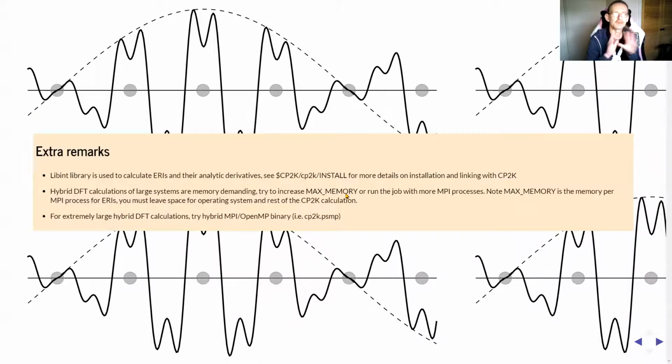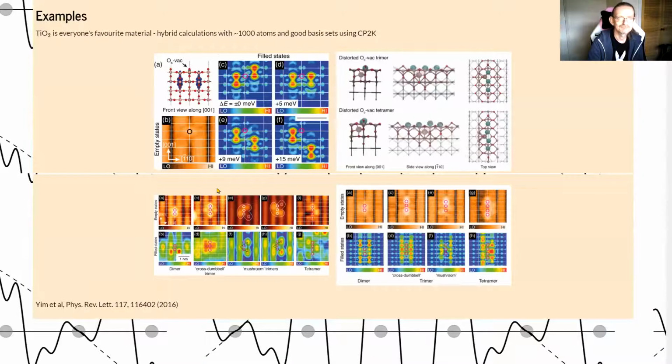I mentioned that CP2K is parallelized both using MPI and OpenMP, and it can be important to get extra memory to be able to store these four-center integrals. So quite often it's worth having 2 or 4 threads per MPI process. So underpopulating, allowing you 2 or 4 times as much memory for the Hartree-Fock integrals.